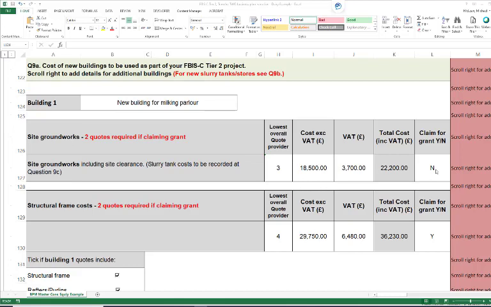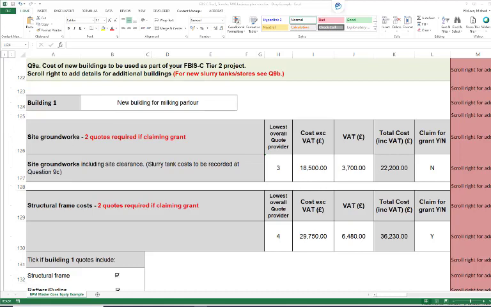An applicant can choose to either select one contractor for the complete works of a new building or use selected contractors for specific parts of the construction. For example, one contractor for the structural frame, including roof, and another for all the concrete works, etc.